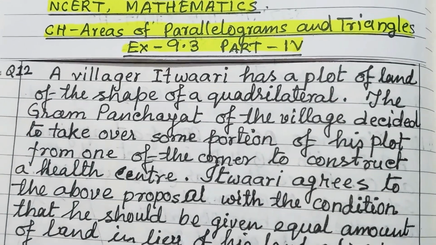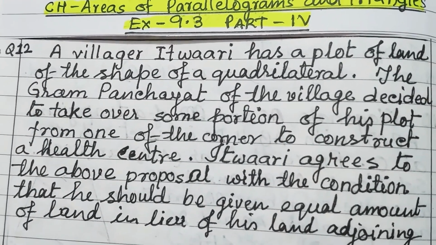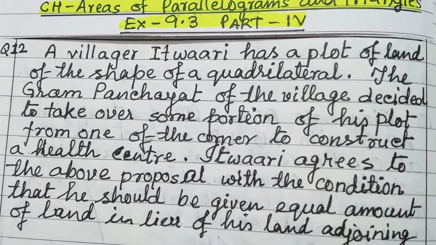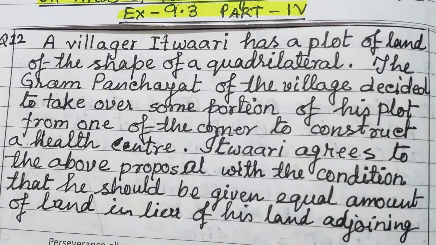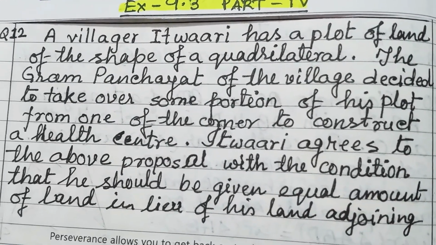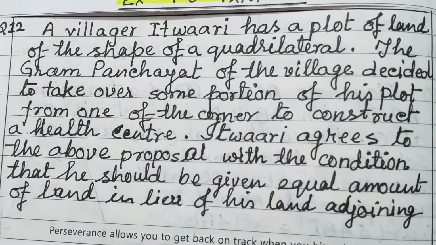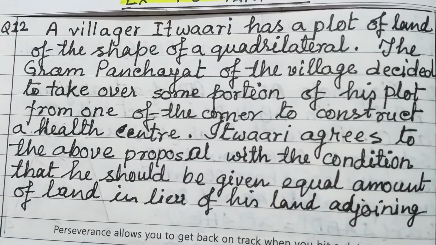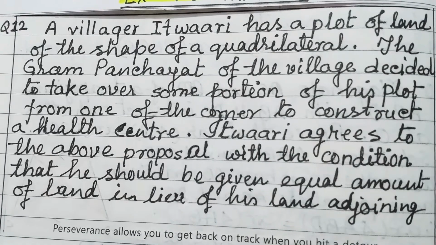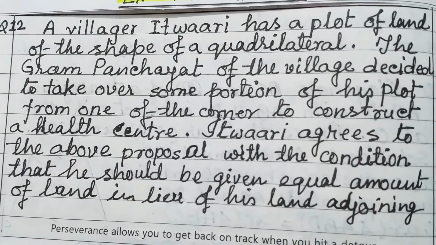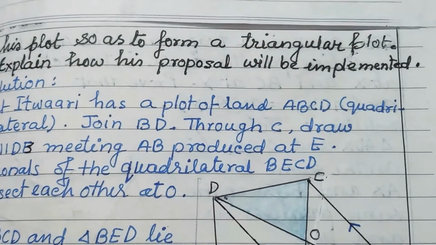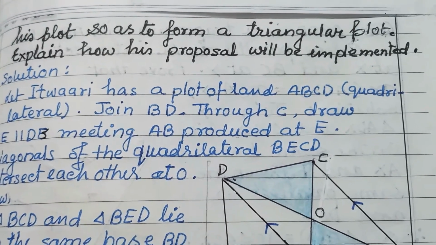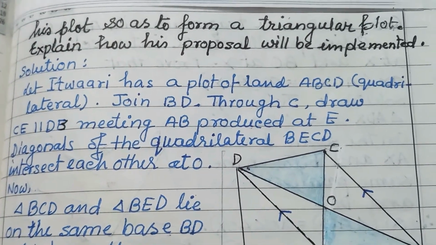The question is: a villager Itwari has a plot of land in the shape of a quadrilateral. The Gram Panchayat of the village decided to take over some portion of his plot from one of the corners to construct a health center. Itwari agrees to the above proposal with the condition that he should be given an equal amount of land in lieu of it, adjoining his plot, so as to form a triangular plot. Explain how his proposal will be implemented.